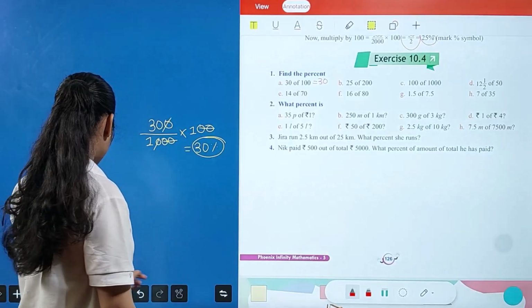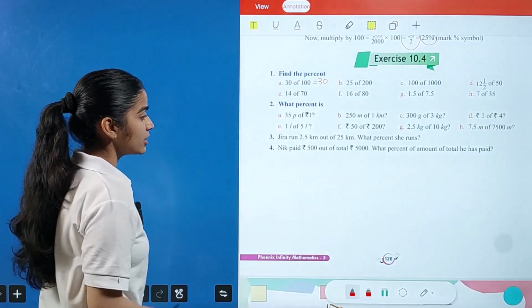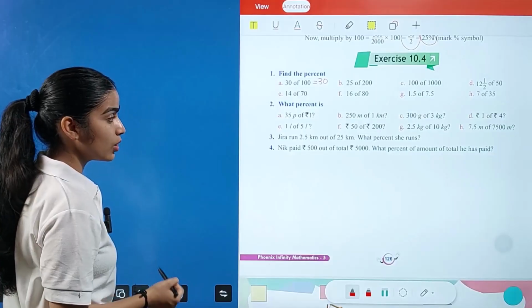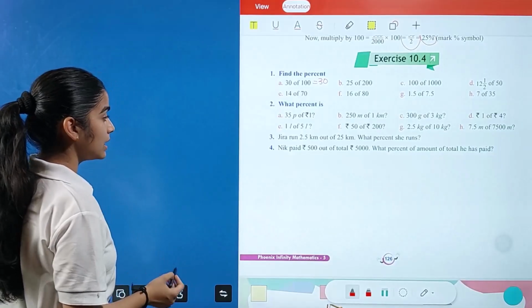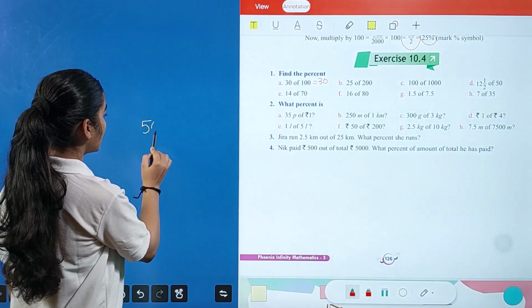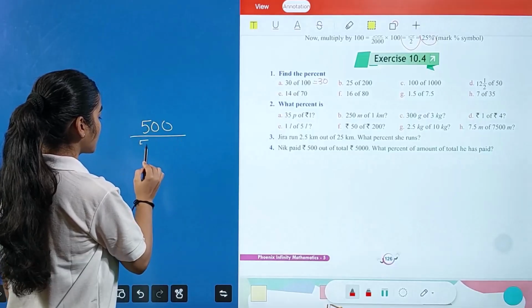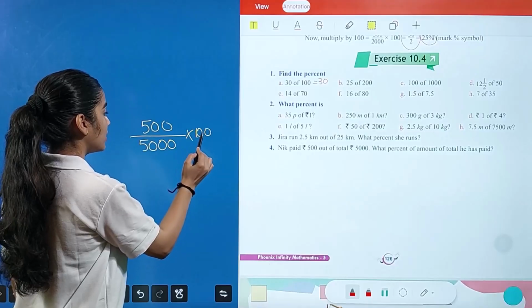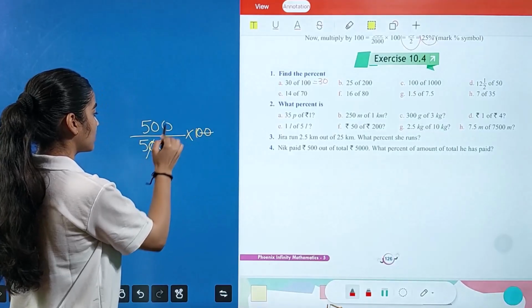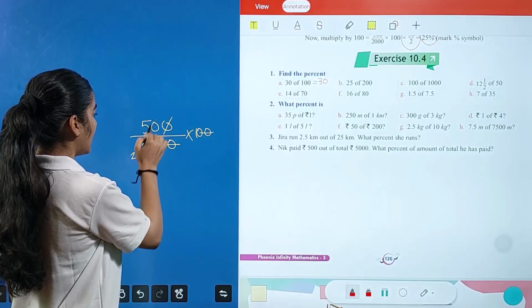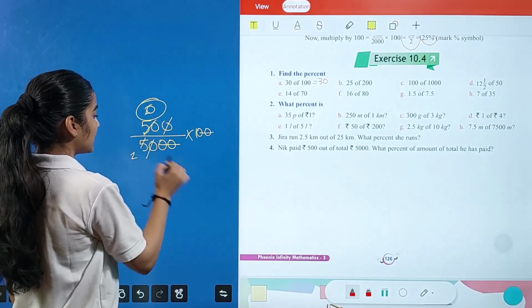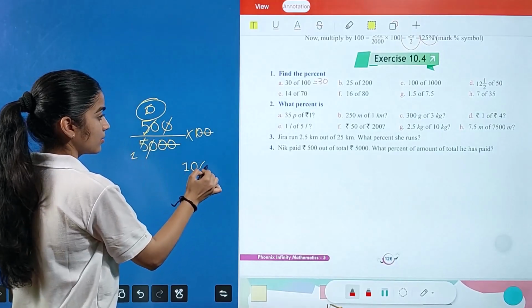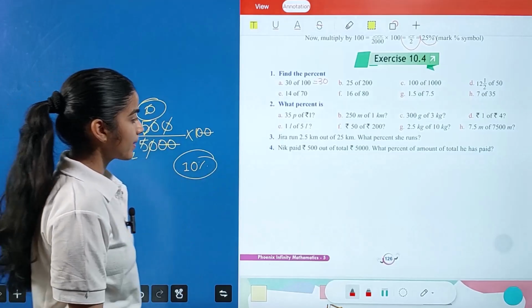Now one more question we can take. Nick paid 500 out of a total of 5000. What percent of the total amount has he paid? So 500 upon 5000, because this is the total. And then we have to multiply it with 100. So two zeros are cancelled out with two zeros, 1 with this 1, and then 10. So a total of 10% is paid by Nick.